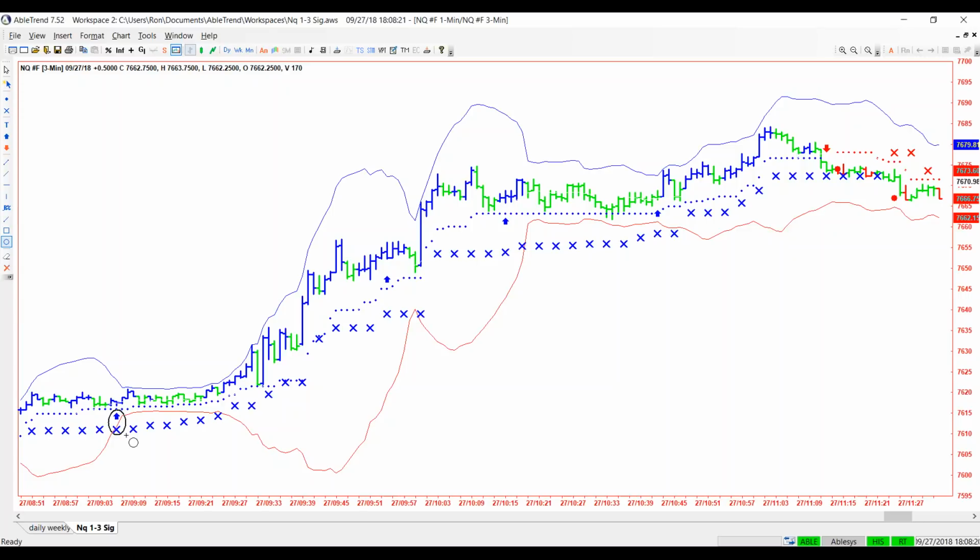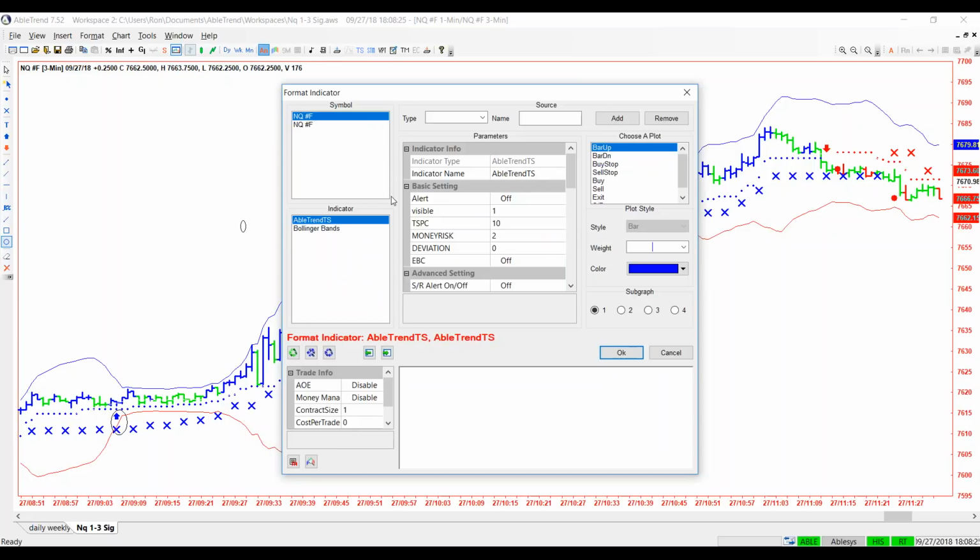Now, you see the arrow again right here. Let me show you how to put this on. First of all, we're using TS in the bands, of course, on the 1 minute chart.